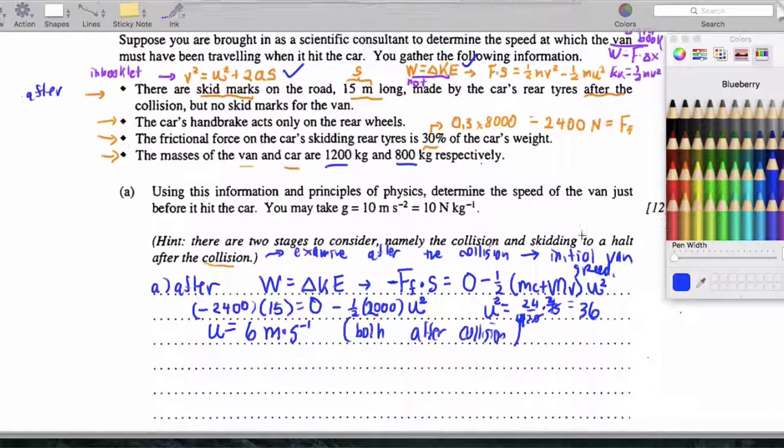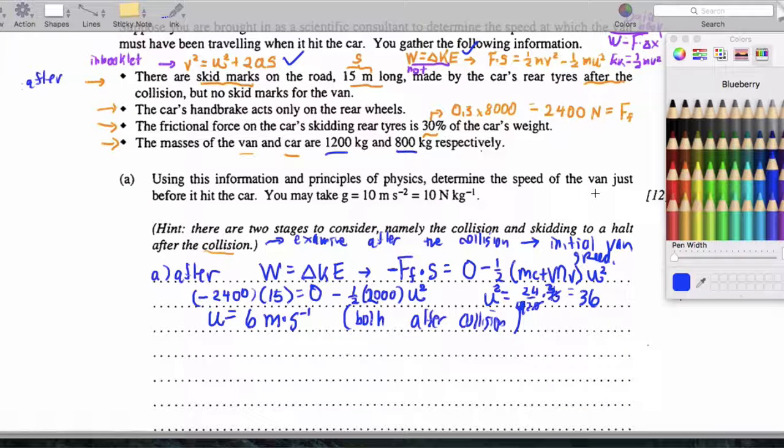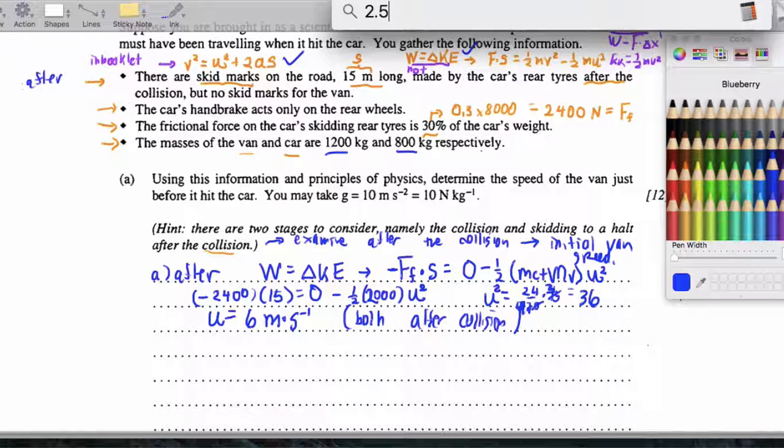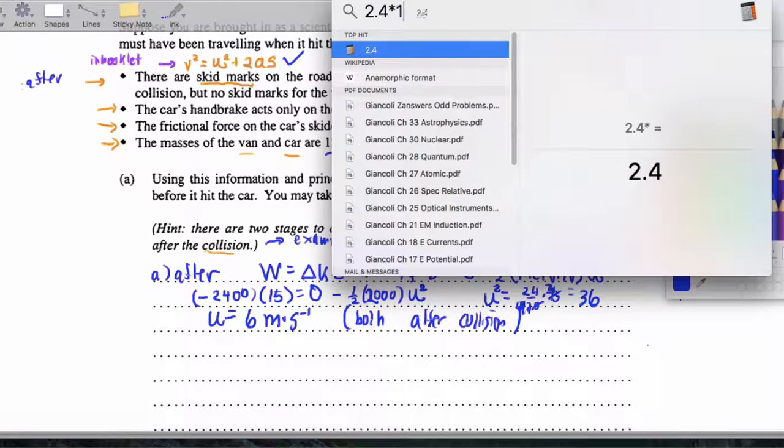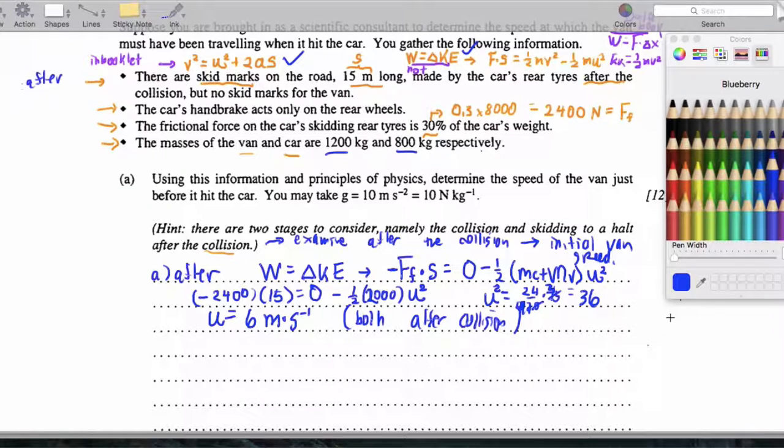Okay. So, if we continue on this idea here, let me just double check one thing. Yeah, so that speed's right.